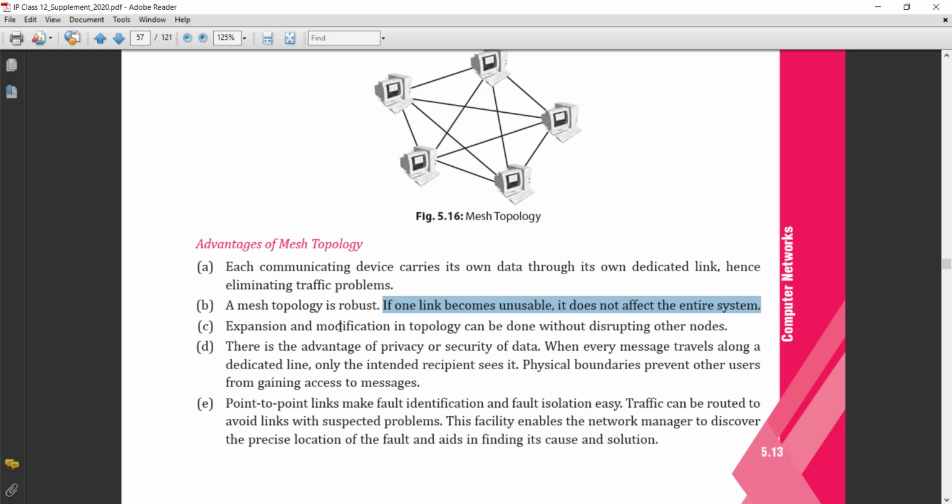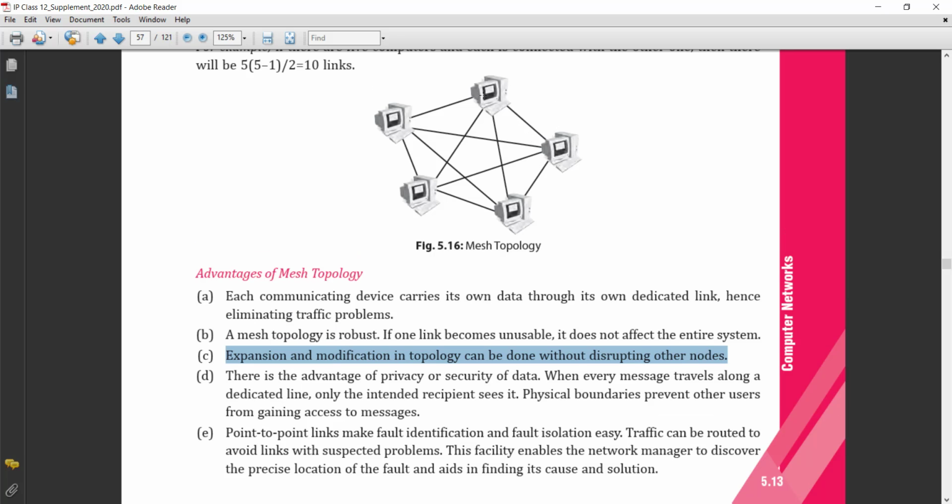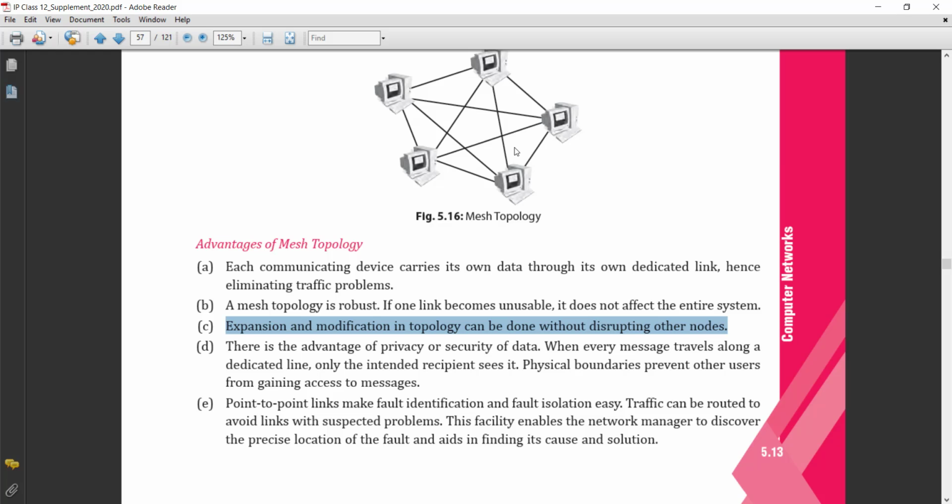Expansion and modification in the topology can be done without disruption of other nodes. If we want to attach one more device to this topology, other systems will never be affected. That's why its expansion and modification is easy without disturbance of other systems.